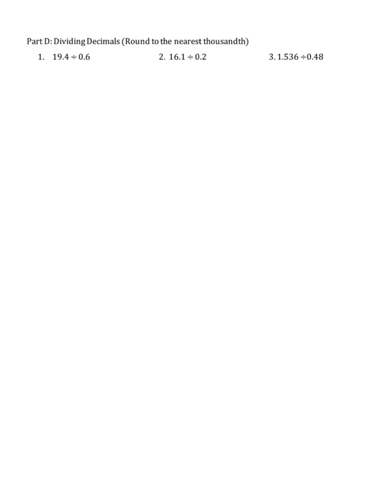Now we move into Part D, dividing decimals, and we're asked to round to the nearest thousandth. Starting out with number 1, we have 19 and 4/10 divided by 6/10. If we were to write this as long division, our divisor of 6/10 would go on the outside, and 19 and 4/10, our dividend, goes on the inside.